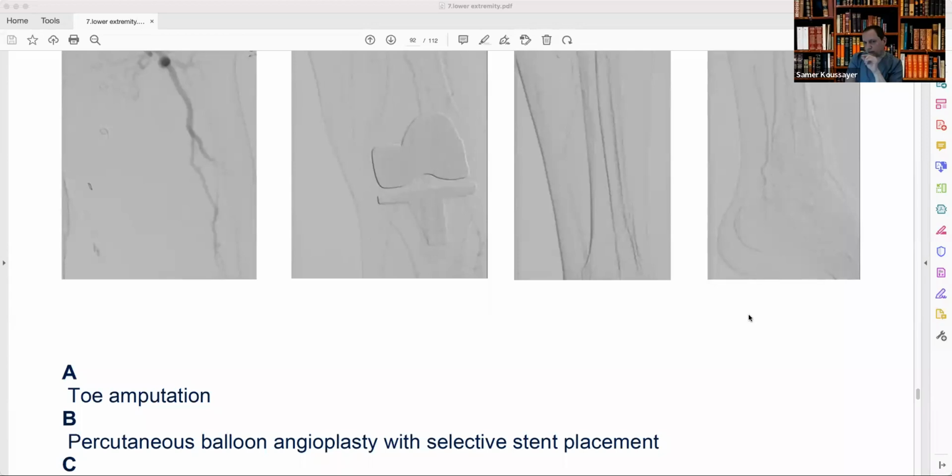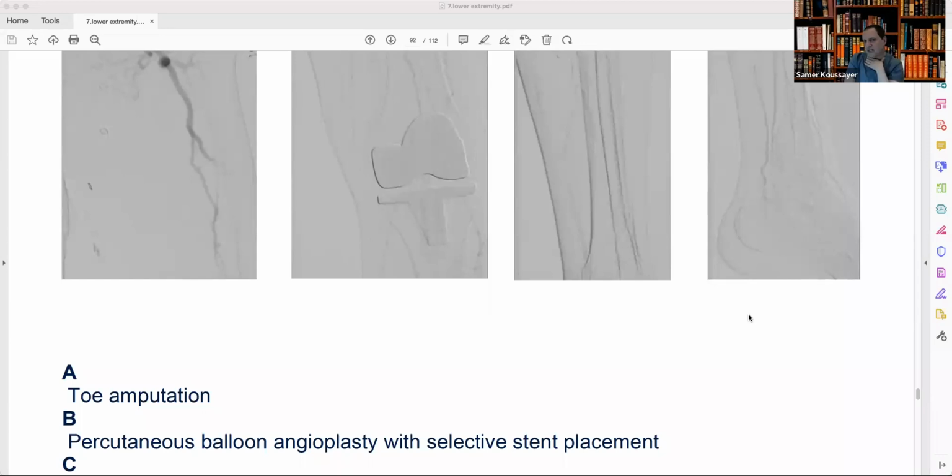This is what I'll do. I get a Doppler or duplex. Even if you don't see anything on the angiogram, do a Doppler. If you see any flow in the posterior tibial, that means it's open, and then you can still do a distal bypass. The venous arterialization is your last option before amputation.